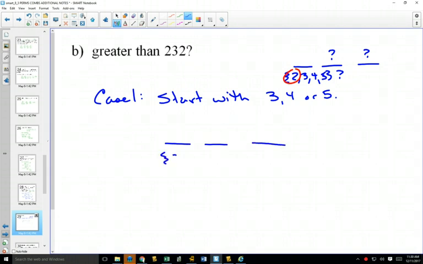So starting with a 3, a 4, or a 5 will guarantee that my number will be bigger than 232. So there's no restrictions left on the last 2 digits. How many choices do I have left? Because I've used up one of the 5 numbers. Now I've used up 2 of the 5 numbers. There'll be 36 numbers.